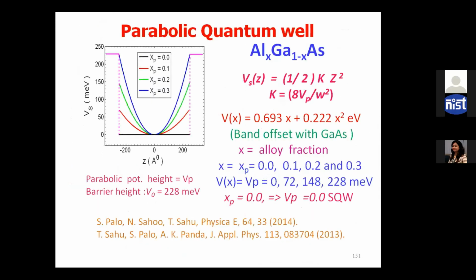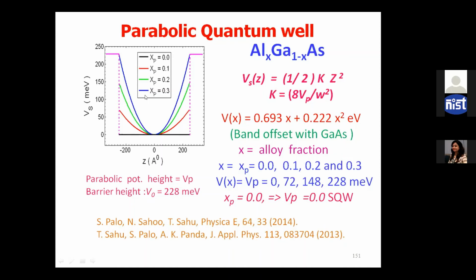Similarly, we can take a parabolic quantum well structure. Parabolic in the sense that instead of square, because in a square quantum well the potential is 0, now you take the potential in the well in this form, half k z square, where k is 8 Vp by W square. Vp is the potential height, the parabolic height. As x, the alloy concentration, changes, this Vp is obtained from the band offset with the GaAs. So if you change x, you can obtain a parabolic nature of the well.